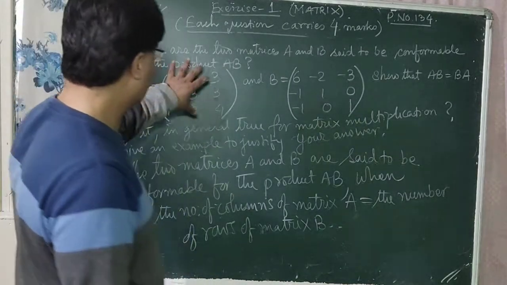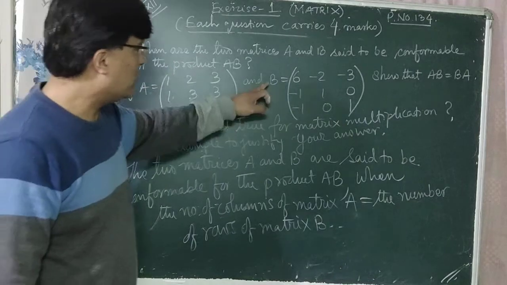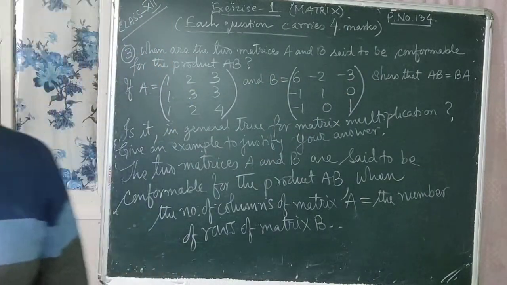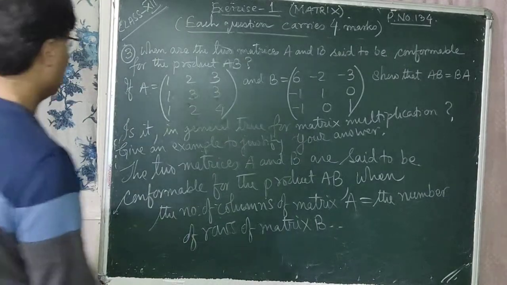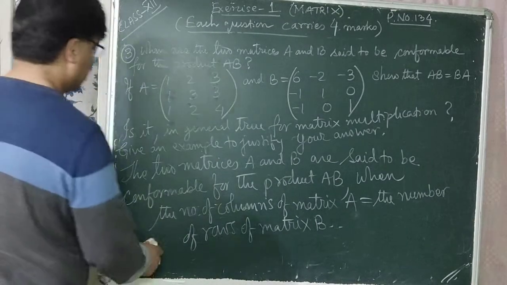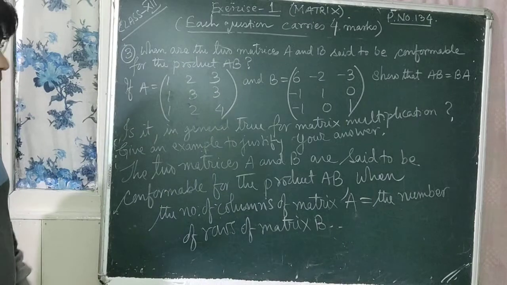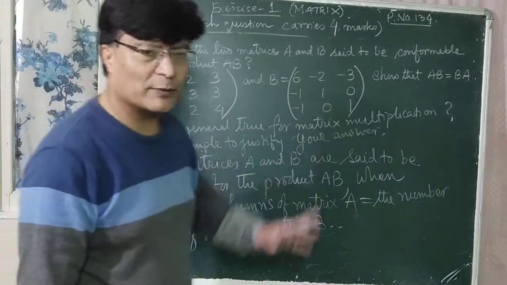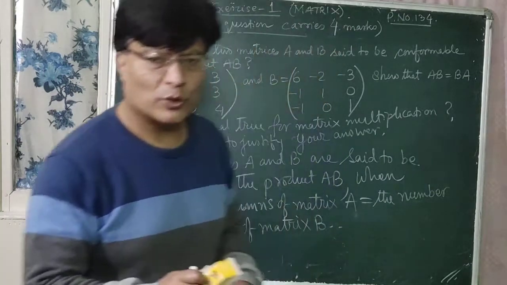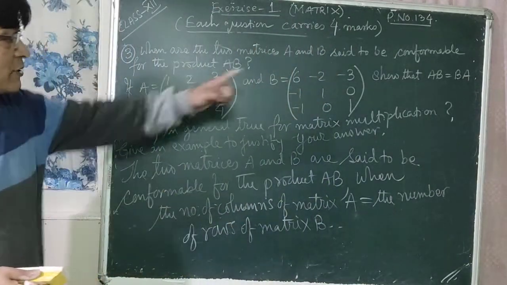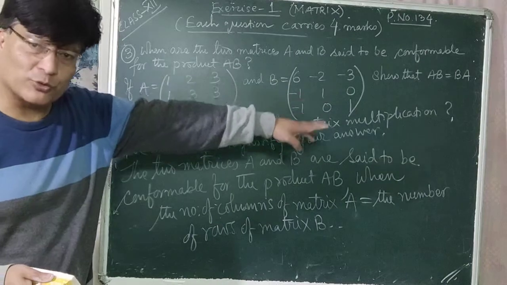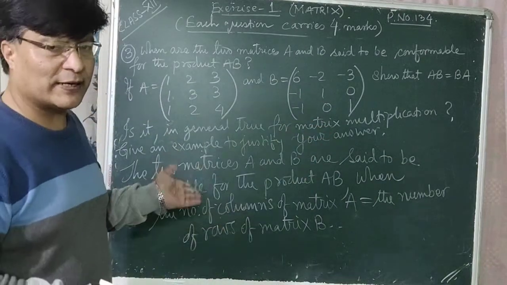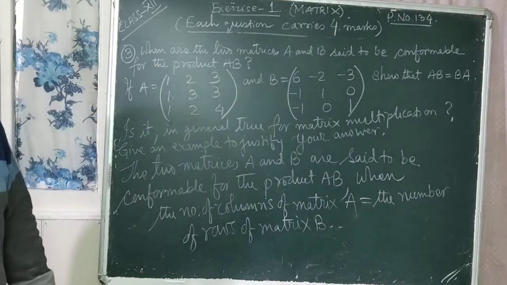If A is equal to this matrix and B is equal to that matrix, you have to show that AB is equal to BA. Okay? And also, you have to prove whether it is in general true for matrix multiplication. So in general, is AB equal to BA true for matrix multiplication? You have to check it.